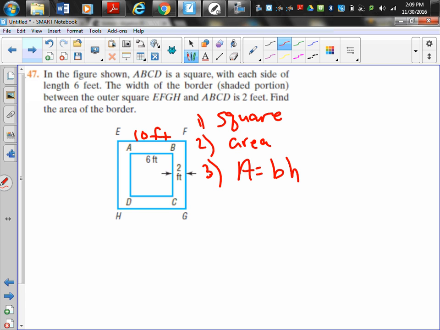So EFGH is 10 by 10. So 10 times 10 is? 100. So that equals 100. And ABCD? Is 36. How'd you get that? What'd you say? 6 times 6 times 4? Oh, wait, no, I did 6 times 6. 6 times 6.